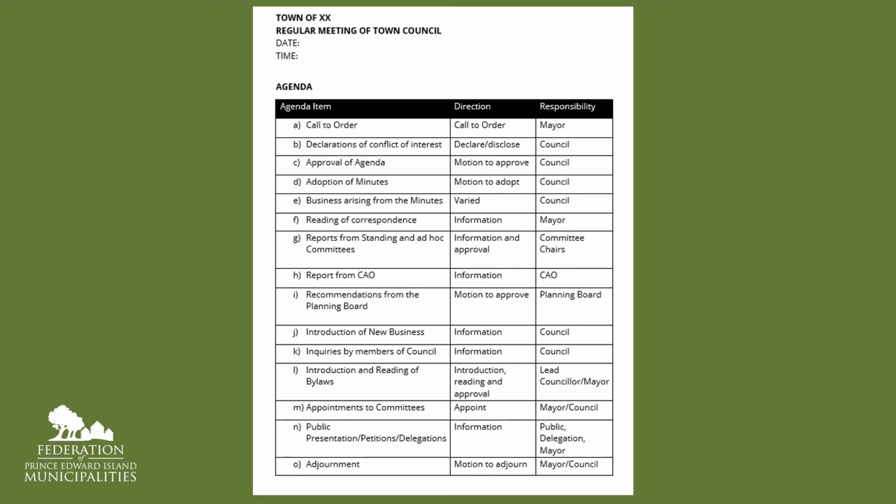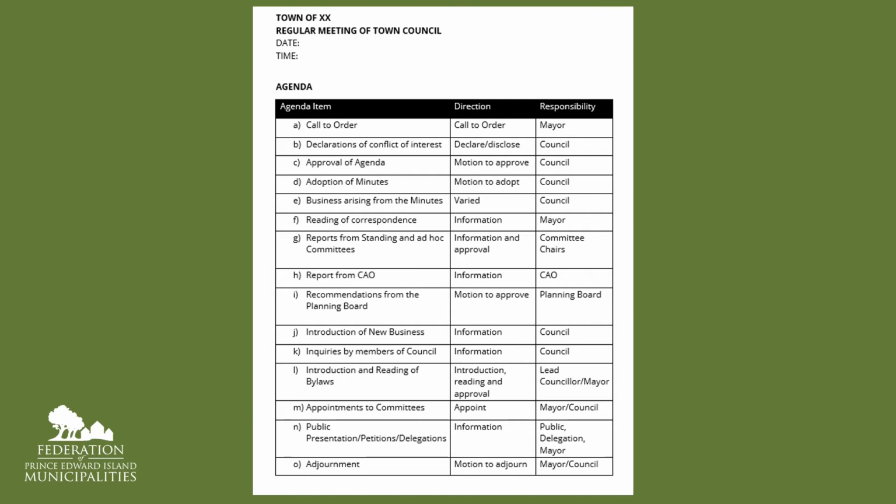There may be a report from the chief administrative officer, recommendations from the planning board, an opportunity to introduce new business or for council members to make inquiries for specific information. If you are in the process of bylaw adoption, there will be time to introduce and read the bylaws. And there may also be public presentations to council, and typically those will be either at the beginning or the end of a council meeting. And finally, having that agenda item to adjourn the meeting is often included on the agenda.